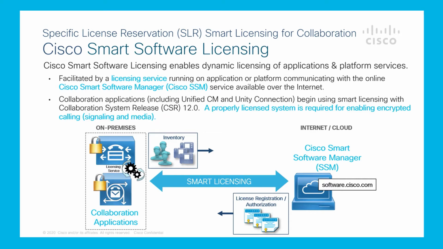Finally, it's worth noting that smart licensing was introduced into the collaboration product set, including Unified Communications Manager and Unity Connection, back with Collaboration System Release, or CSR 12.0. It's also important to be aware that with the introduction of smart licensing, it became a requirement that systems like Unified Communications Manager and Unity Connection could not be enabled for encrypted calling, that is, with SIP TLS signaling and SRTP, or secure RTP media, without being properly licensed for both capacity, users and devices, as well as export controlled functionality like encryption.